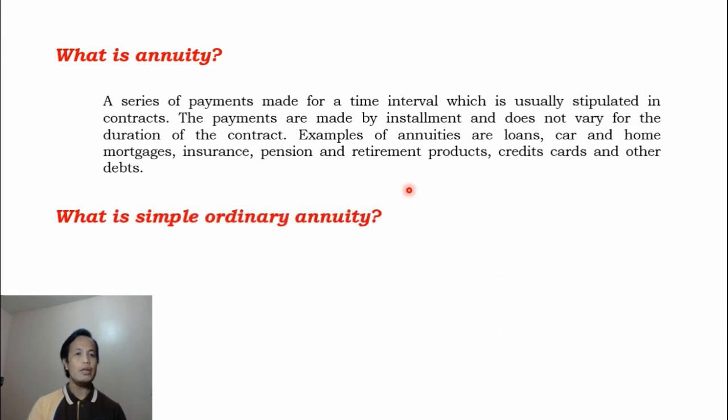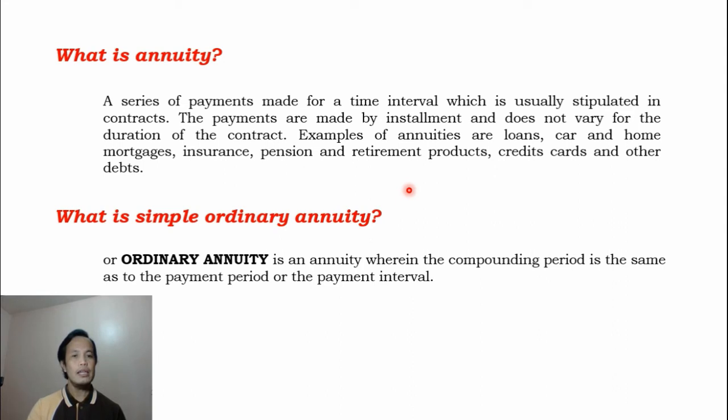And to be specific, what is a simple ordinary annuity? It is an annuity where the compounding period is the same as the payment period or payment interval. Meaning, if the payment interval is annual, the compounding period is also annual. If the payment interval is semi-annual, the compounding period is also semi-annual. Later, I will be presenting problems involving simple ordinary annuity, but for now, let us proceed to the formula.